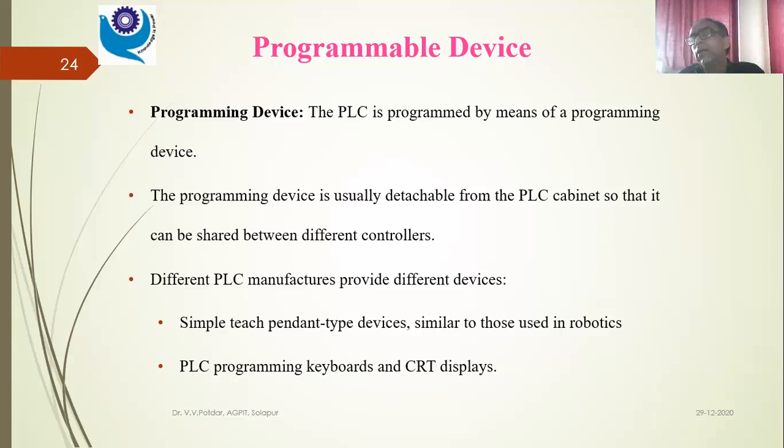If you have seen big process industries, you have cranes operated by a remote or a cabled control device, which is similar to a pendant. PLC programming keyboards are also used, and CRT displays. Nowadays, touchscreen displays are also available for programming.